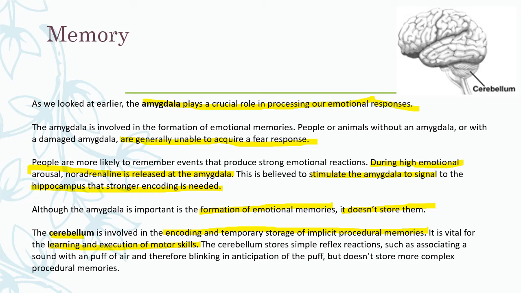The cerebellum stores simple reflex actions, such as associating a sound with a puff of air and blinking in anticipation of the puff, but doesn't store more complex procedural memories. So the dog salivating would be the cerebellum. Little Albert's fear response would be the cerebellum. So it's all the reflex.